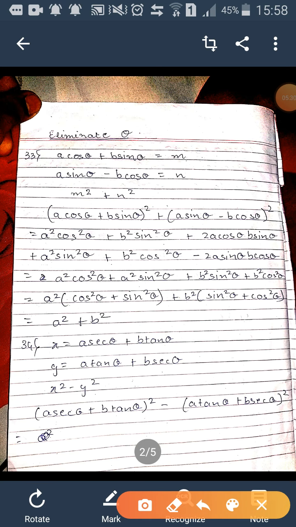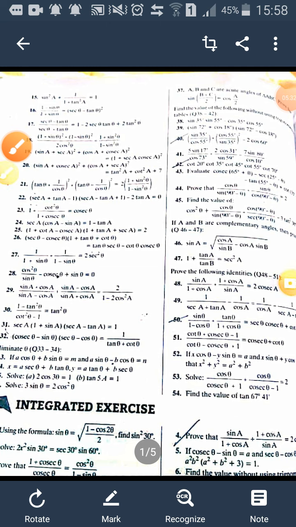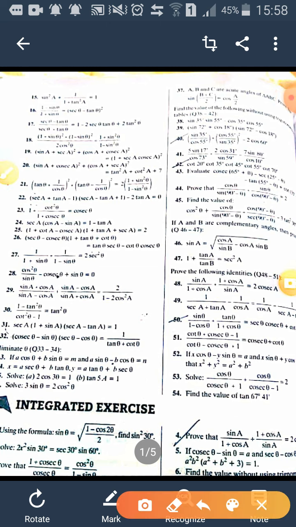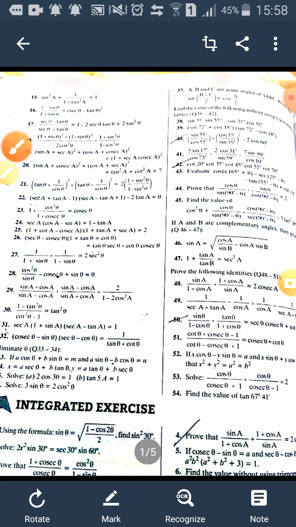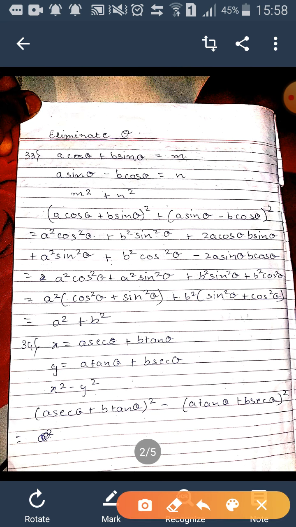Okay, now we will move on to the next sum. What does the next sum say? The next sum is very similar, where they have given you that x is equal to a sec theta plus b tan theta, and y is equal to a tan theta plus b sec theta. And you need to do the same thing, which is eliminate theta. I have copied down whatever is given in the sum. So x is equal to a sec theta plus b tan theta, y is equal to a tan theta plus b sec theta.